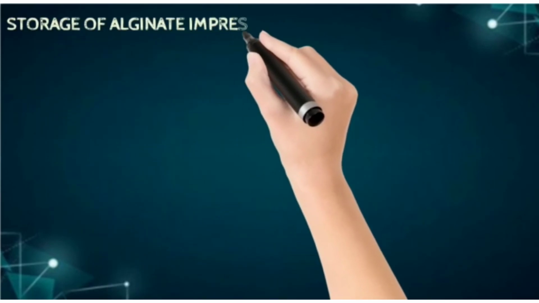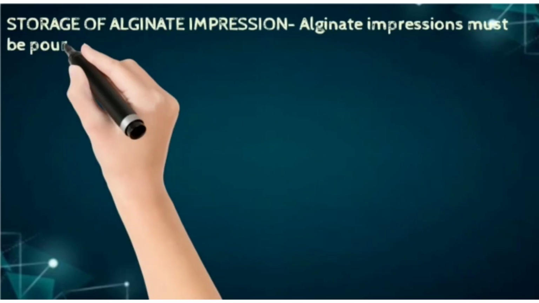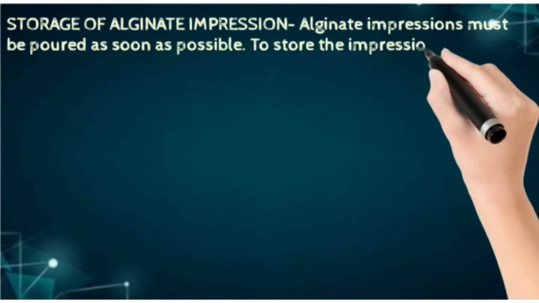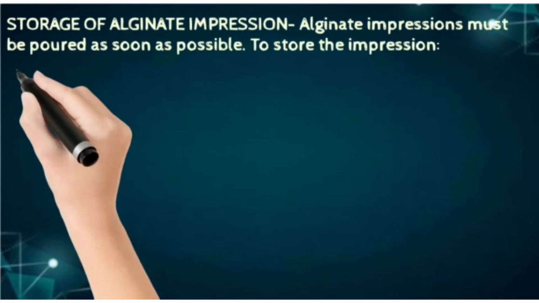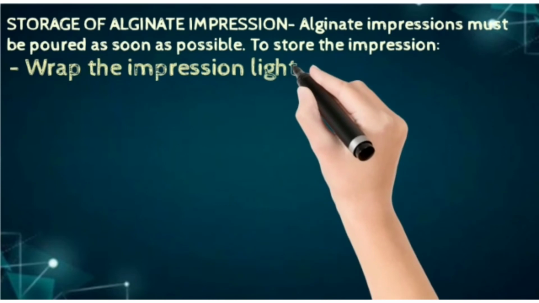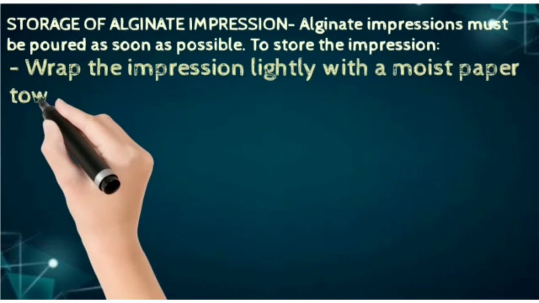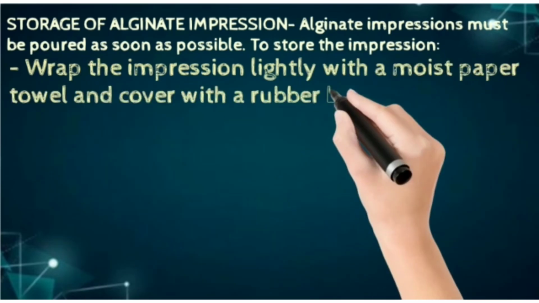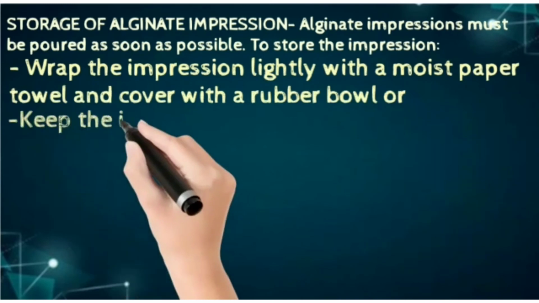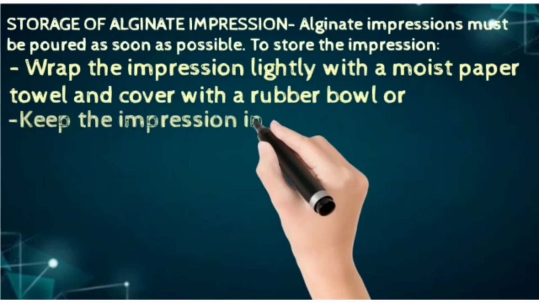Then storage. Alginate impressions must be poured as soon as possible. To store the impression, you are going to wrap it lightly with a moist paper towel, and you can cover it with a rubber bowl, or keep the impression in a sealed plastic bag.